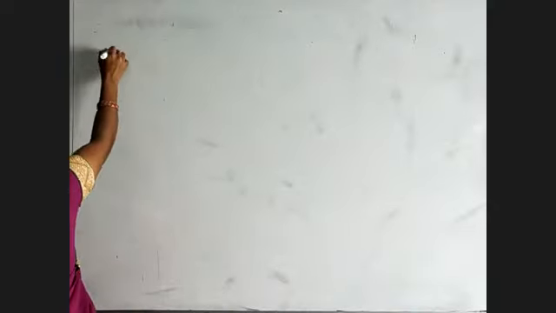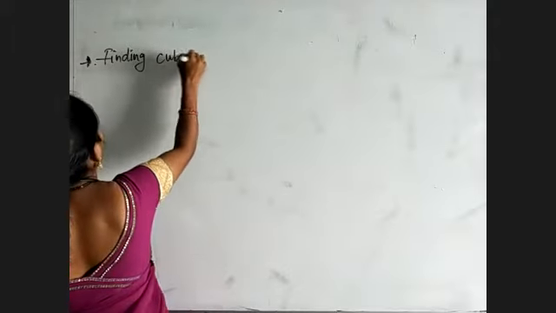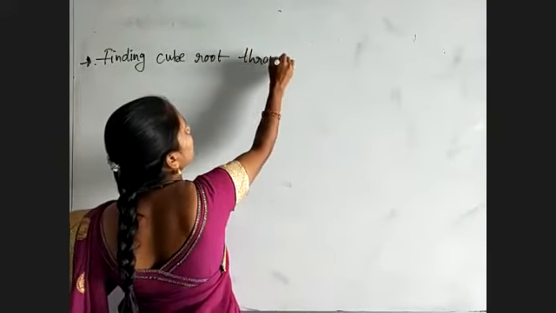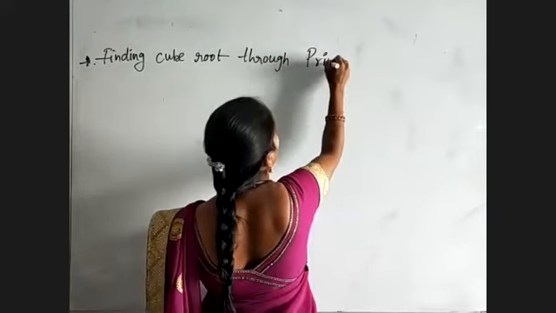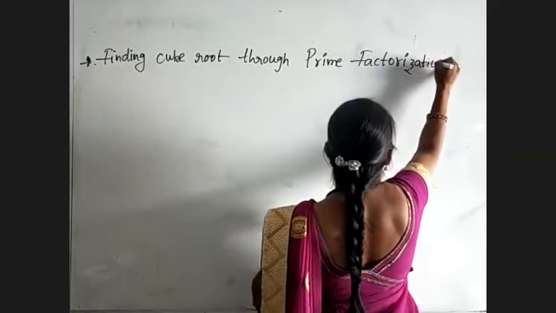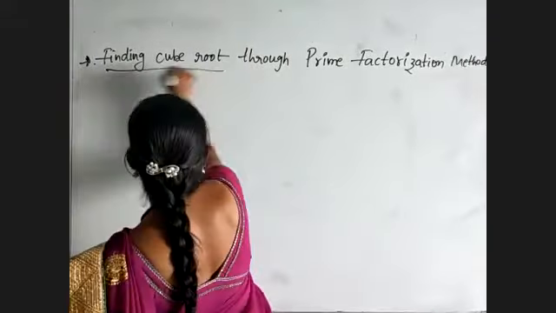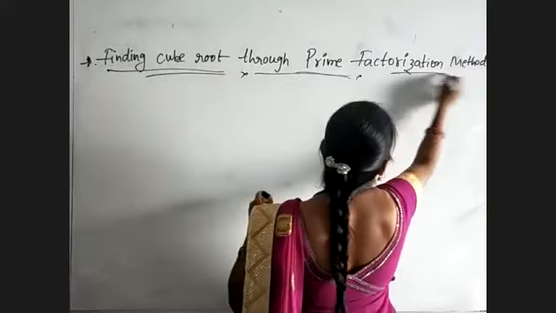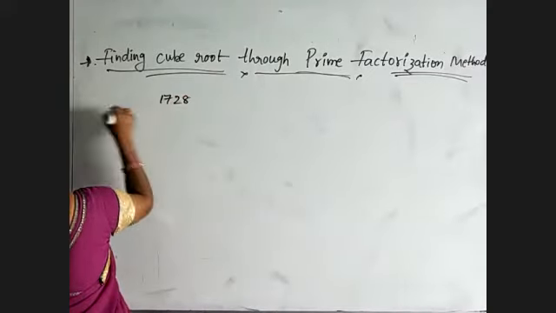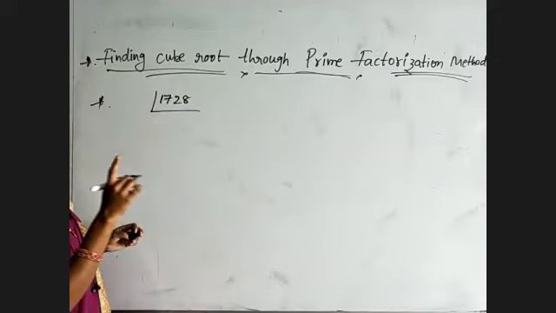Finding cube root through prime factorization method. By using the prime factorization method, we will see how to find the cube root. Okay, the number 1728. I want to find the cube root by using the prime factorization method.